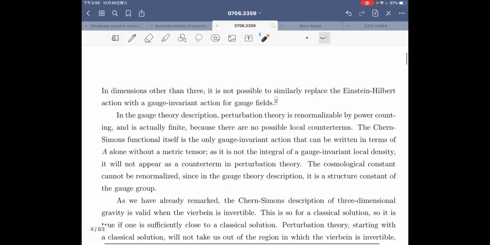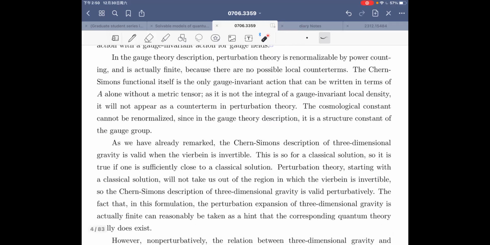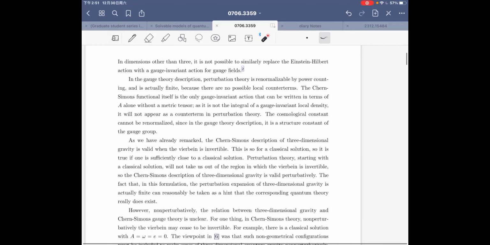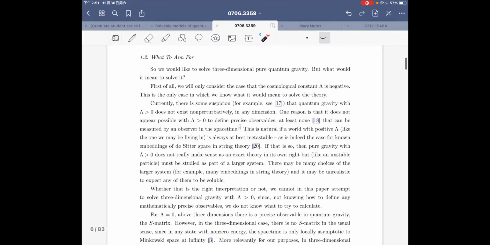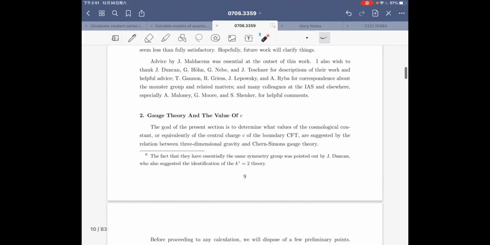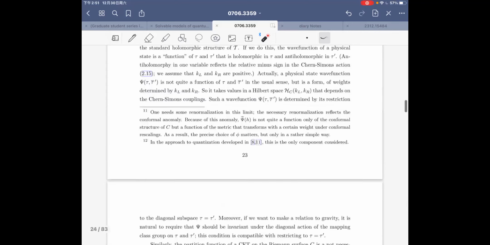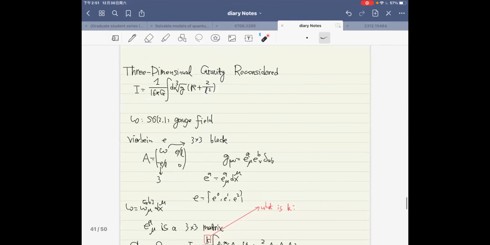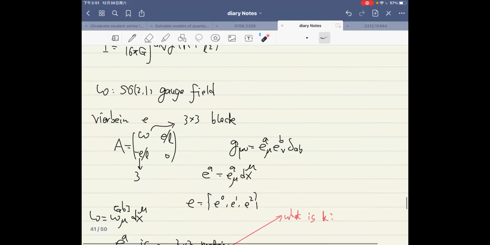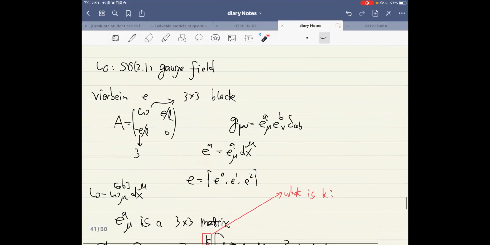Another thing to note is that in the CS description, we require the vielbein to be invertible. Notice that the vielbein is just a 3 times 3 matrix. This is because the vielbein is used to construct a metric. Maybe we can see some derivation. I mean, we use some mathematical formalism. Okay, it's not here. Just in my notes here. Okay, that's here. The vielbein is just a 3 times 3 matrix. Okay, it's used to construct the metric.